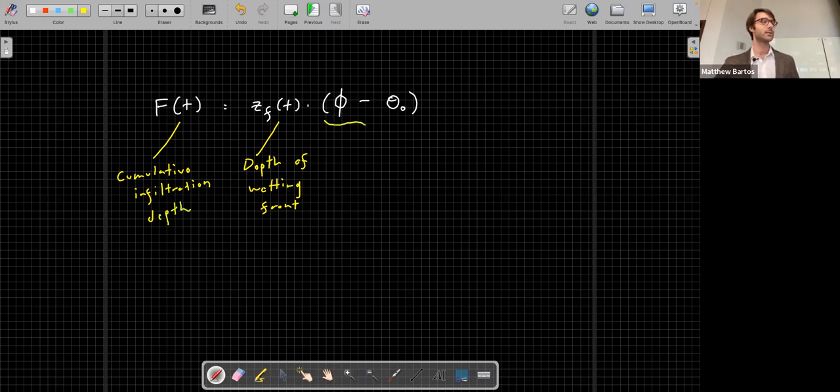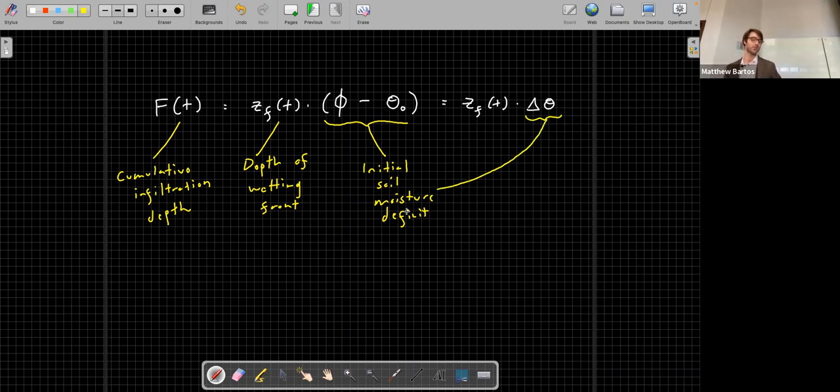And this quantity here is called the initial soil moisture deficit. So it's the soil moisture content at saturation minus the initial soil moisture content. And so we can also express this as ZF of T times delta theta. So this is the notation we'll be using for the initial soil moisture deficit. Okay, so let me go back to our picture and give you a conceptual overview of what's going to happen in terms of the variables that we've defined.